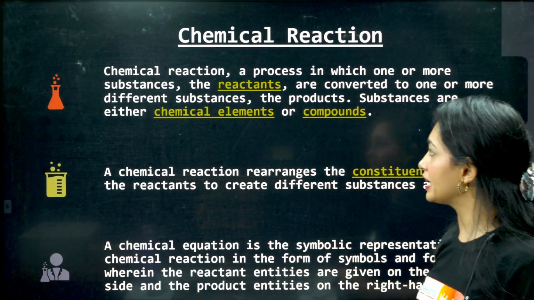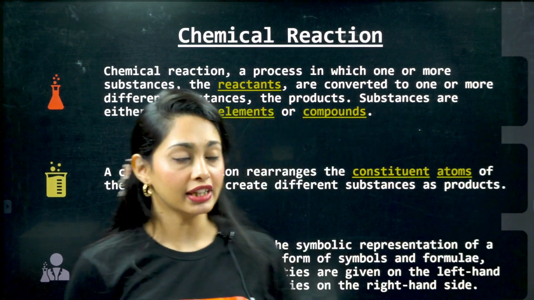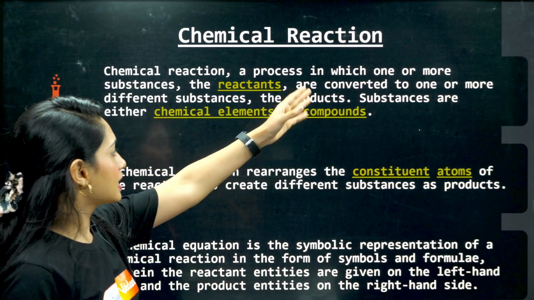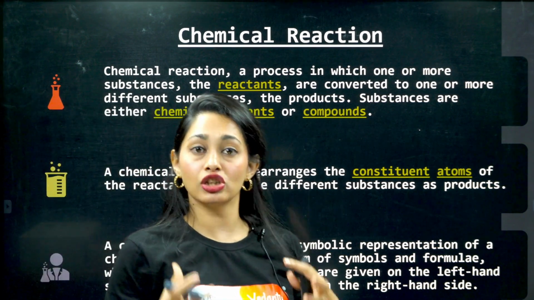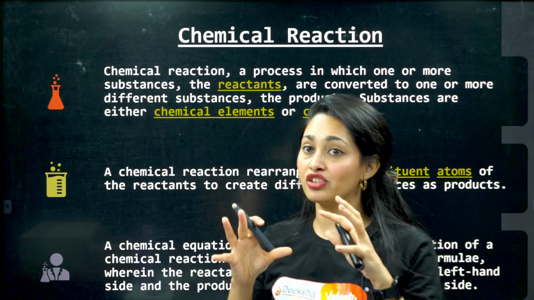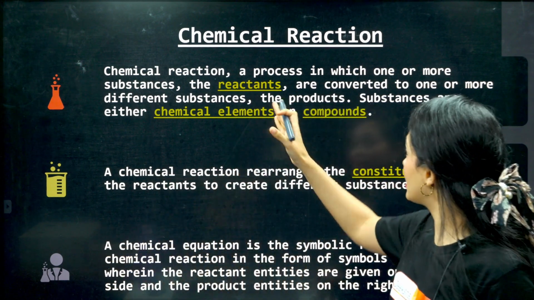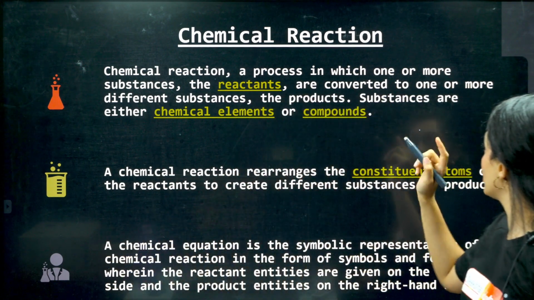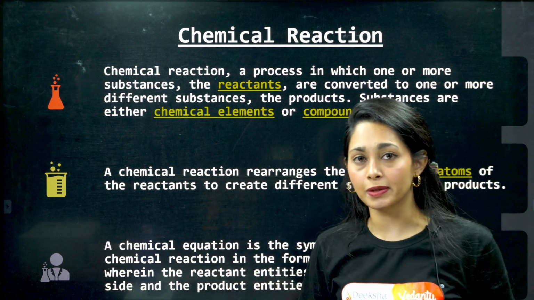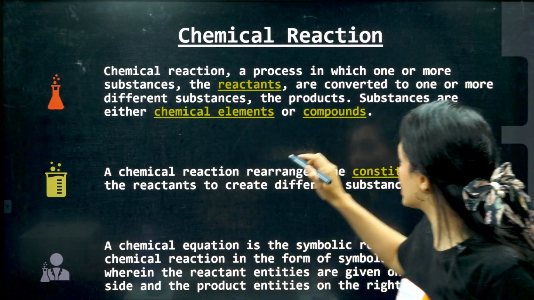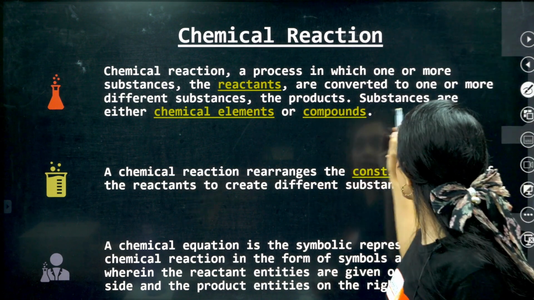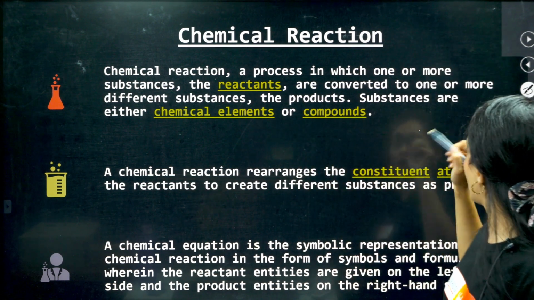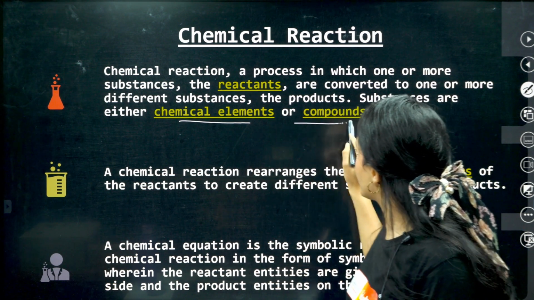First of all, chemical reaction. So what is a chemical reaction? A chemical reaction is a process in which one or more substances, which in a general sense are the raw materials, the reactants, are converted to one or more different substances. These are called the products. Products are the new substances. Substances are either chemical elements or compounds.